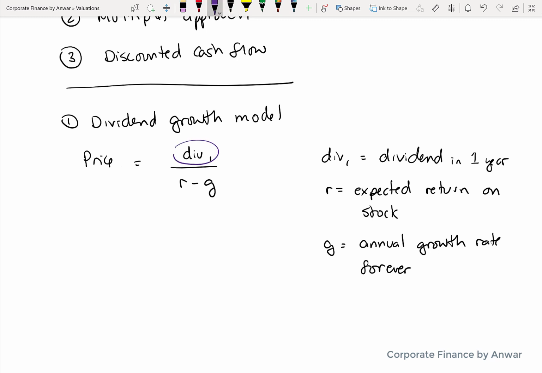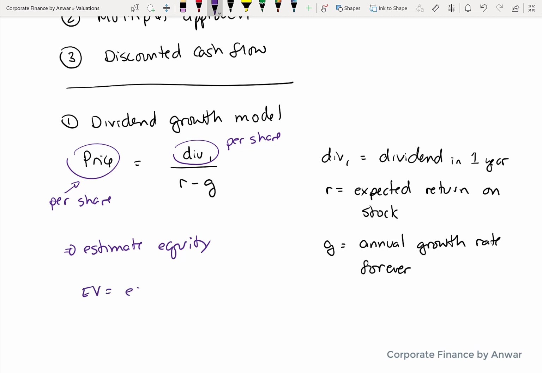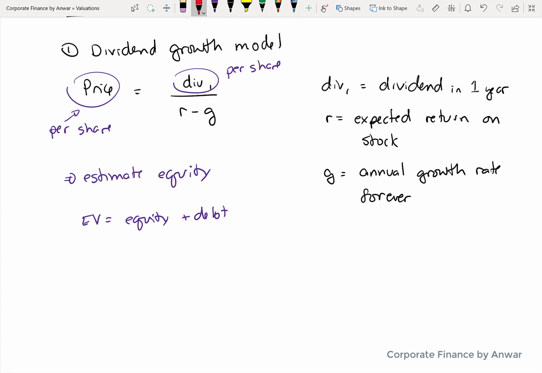Again, this really isn't enterprise value. This is the price per share that we're going to calculate, so it's going to give you an estimate of the equity. You take the dividend per share, which is public, and divide it by R minus G. R is an estimate, G is also an estimate, and that would give you the estimated share price that the stock should be trading at. There are some pros and cons to this. The pro is it's relatively simple to do. You make a few estimates and you can get it done, and you're going through the equity value here.